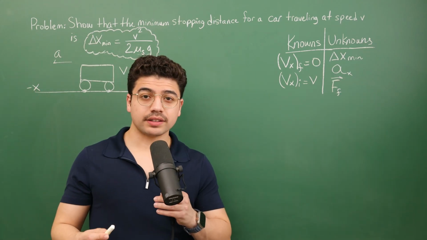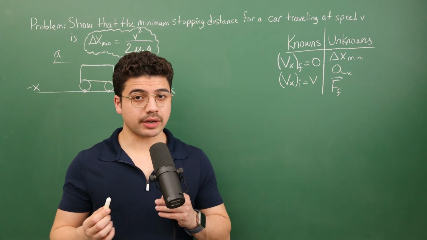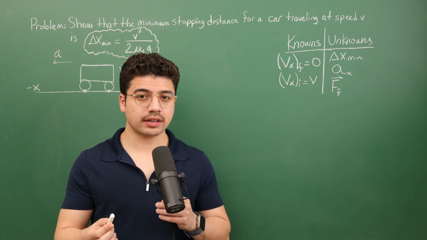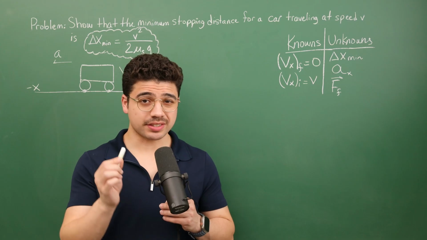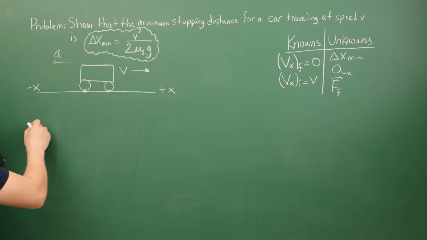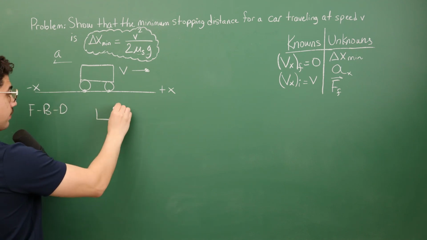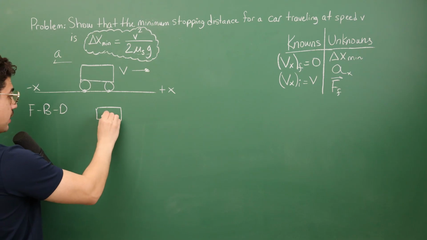Now, for us to finally dig deeper into this, we're going to have to draw a free body diagram, so that way we can fully analyze what's going on with the forces, because these forces are connected to the acceleration. So here we're going to draw our free body diagram. Now, here's my car. I'm just drawing it as a box.